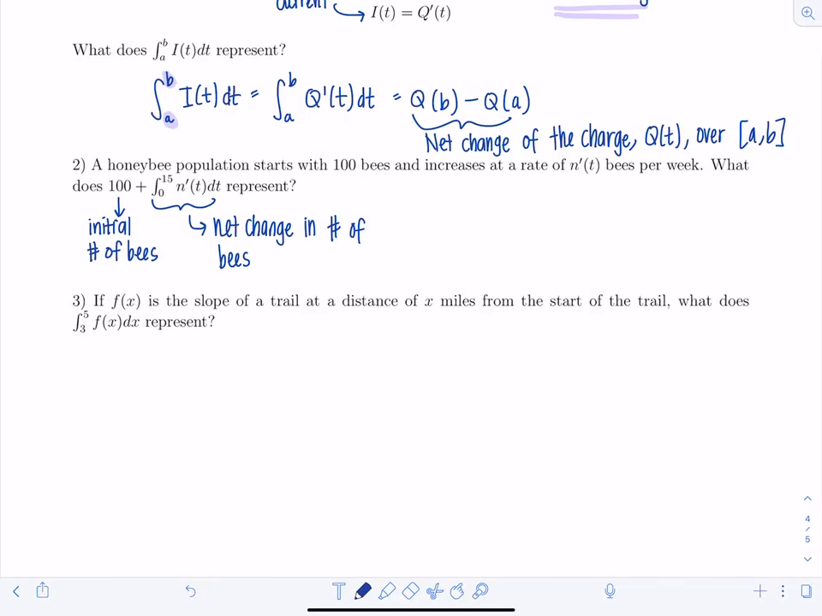And then look at the limits of integration, after 15 weeks, right? From 0 to 15. So 100 plus this definite integral would give me the initial amount of bees plus the net change in the number of bees from that 100. So this quantity represents the total number of bees after 15 weeks.